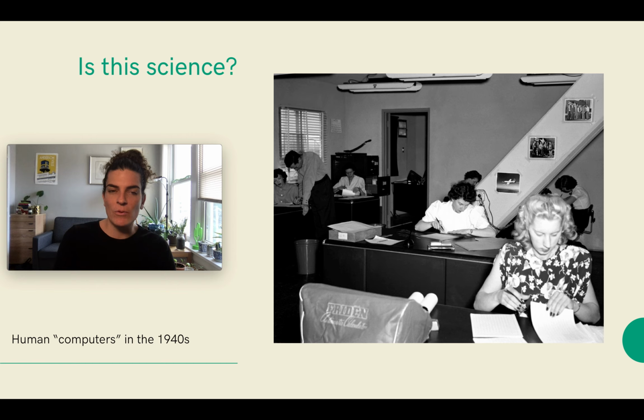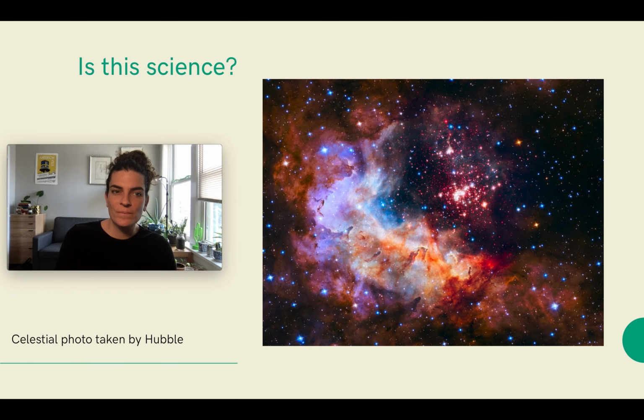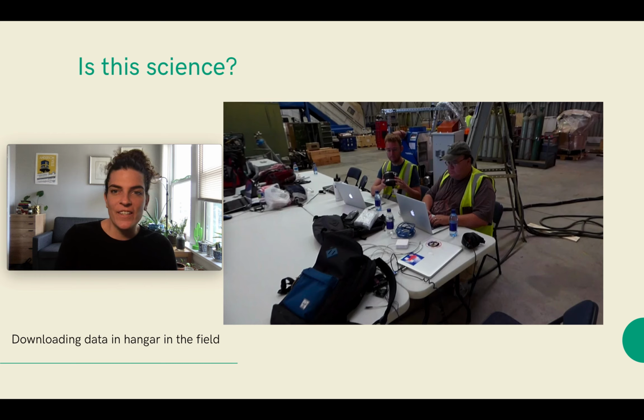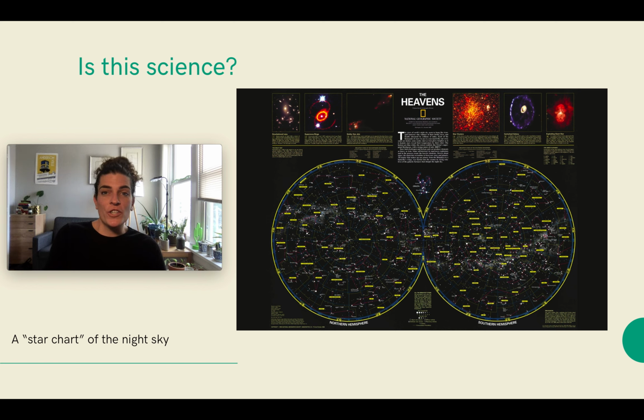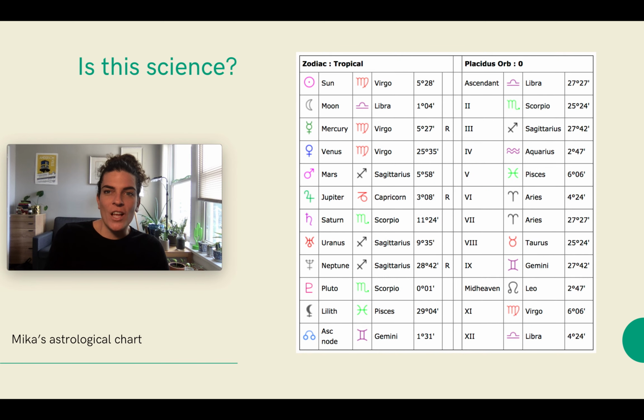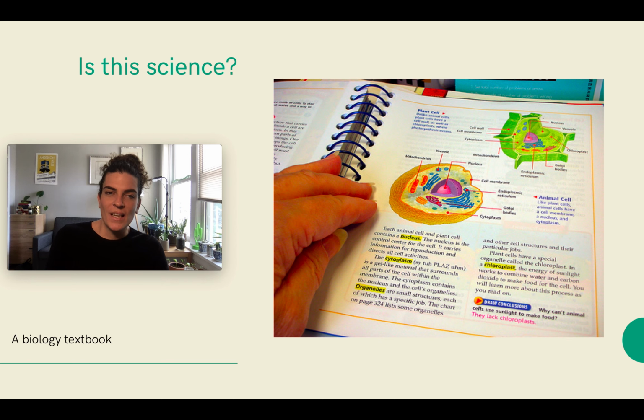27, human computers. So no machines, just doing by hand. And a photo taken by the Hubble telescope. Is this science? I think number 28. 29, downloading data in a hangar in the field. Science? Yes, no? How about a star chart of the night sky? Is this science, would you say? Number 30. I think we're on number 30. I hope. I lost track. How about number 31, my astrological chart? Is this science? Yes, no? And finally, I think this is the last one, a biology textbook. Science? Yes or no? The textbook, photo of the textbook.